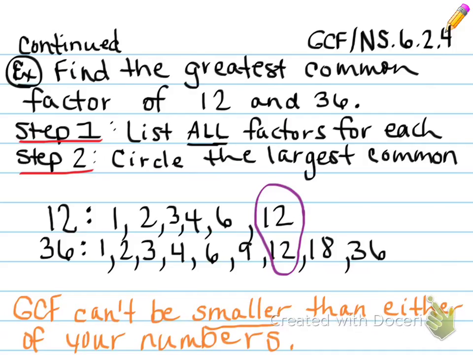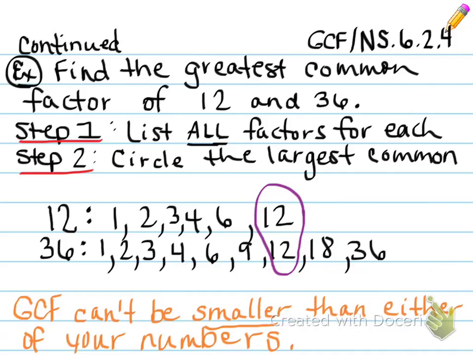All right, so again, fairly easy numbers. You can see 36. There's a lot more factors that you can multiply by to get 36, so look at the long list and check that out. Notice there are a lot of numbers that they have in common. They both have 1, 2, 3, 4, and 6 in common. But the largest number that they have in common is 12. So that's going to be your answer. The greatest common factor of 12 and 36 is 12.